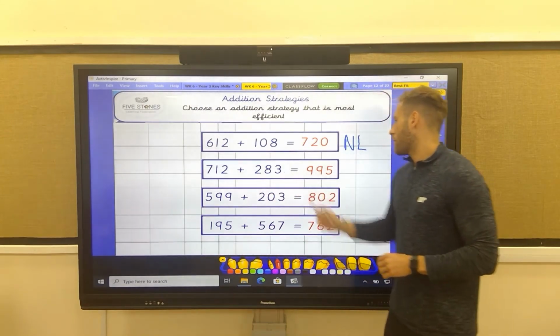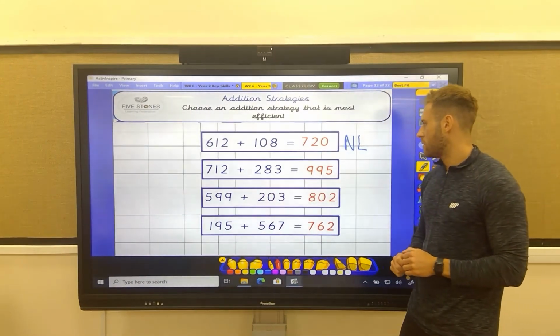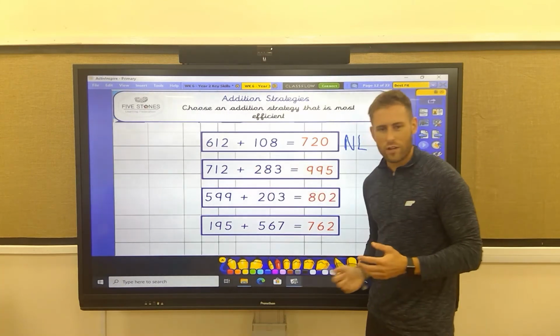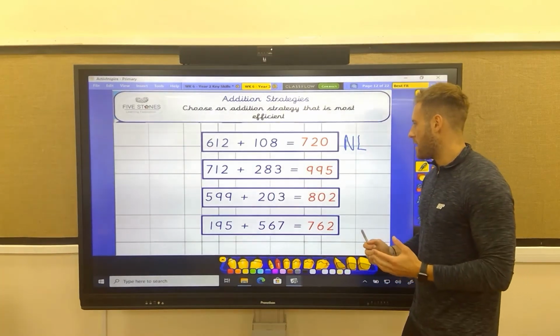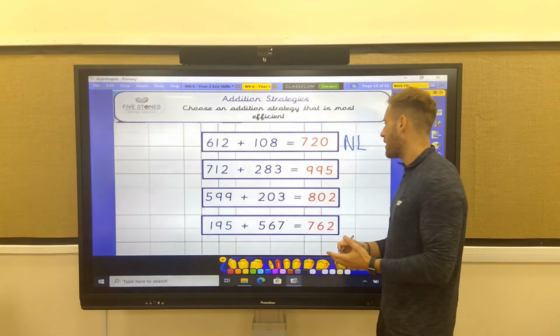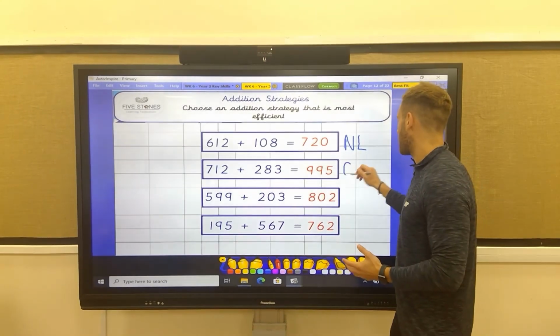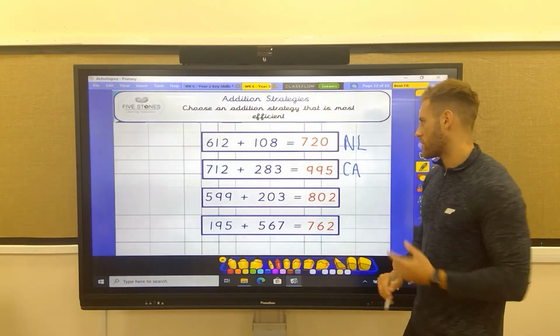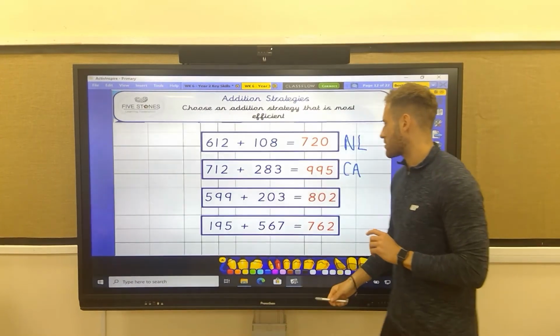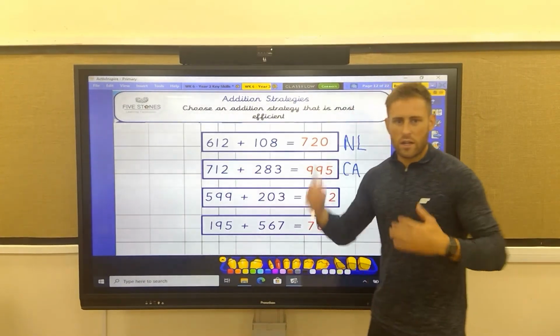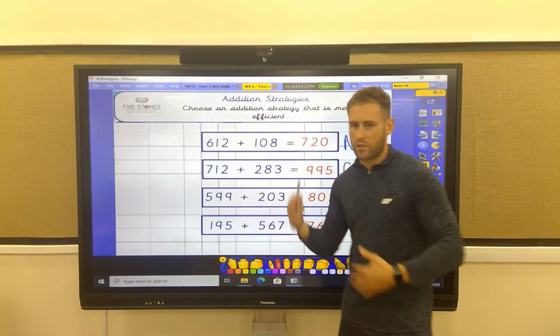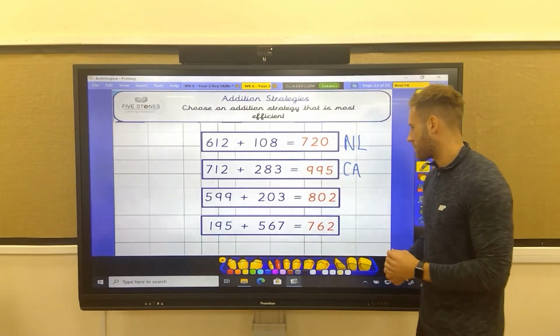The 712, the 283. The numbers, I can't really spot any efficient bonds there. Yes, a number line would work, however, column addition might actually have been most efficient. Because let's see, the 3 and 2 are going to slot together nice and easy. The 8 and 1 is going to slot together nice and easy, and the 2 and 7 are going to slot together nice and easily.